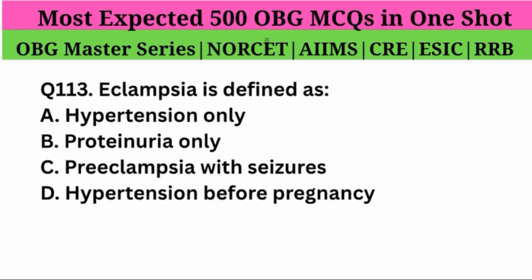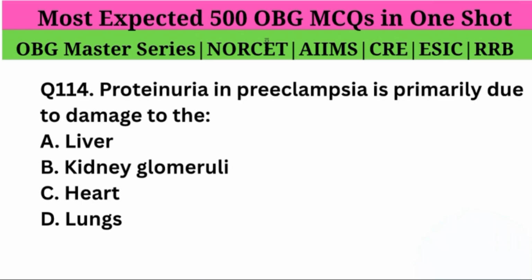Next question, eclampsia is defined as. Your correct option is option C, preeclampsia with seizures. Next question, proteinuria in preeclampsia is primarily due to damage to the. Your correct option is option B, kidney glomeruli.